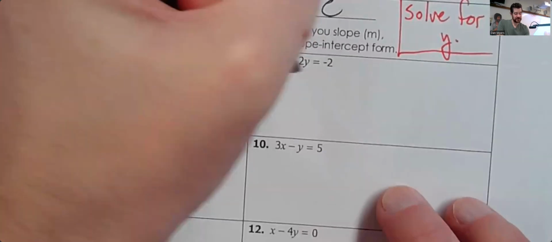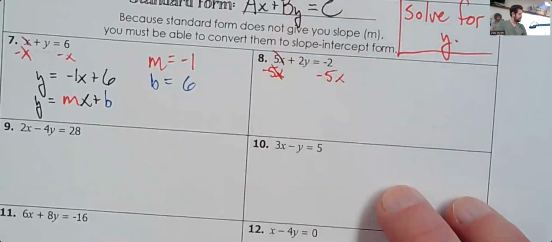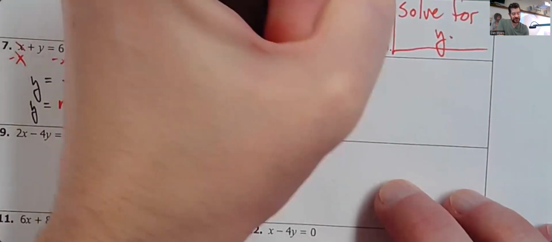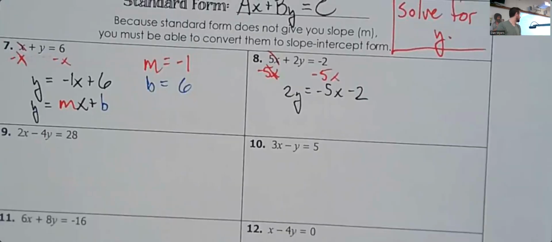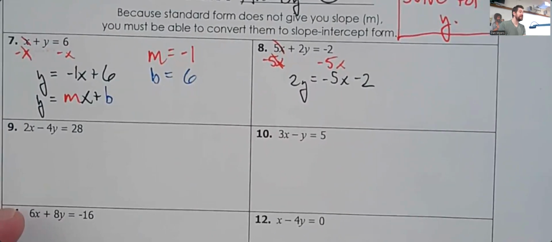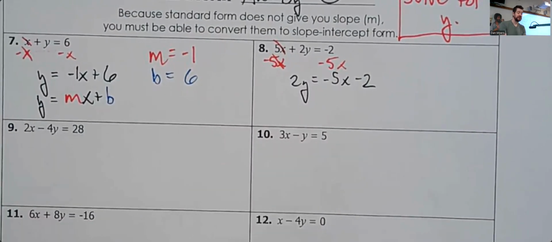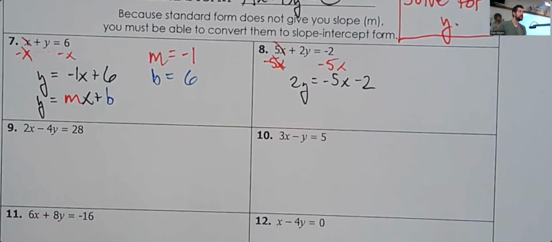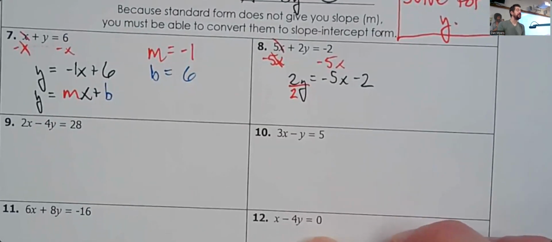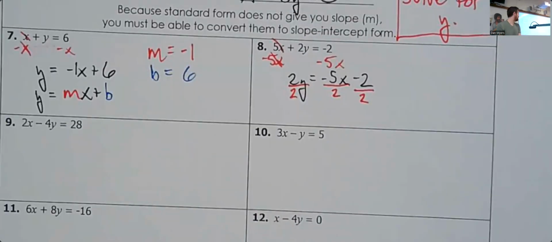So -5x. When you subtract 5x from both sides, that'll give you 2y on the left equals -5x minus 2 on the right. We can't put those together. And there's one more thing that has to happen on this one, because y isn't quite by itself. It's still being multiplied by 2. So what do we have to do to get y by itself? Divide by 2. And here's a reminder for you. When you divide both sides by 2, you have to divide everything on both sides by 2. So the -5x gets divided by 2 and the -2 gets divided by 2. Everything gets divided by 2.